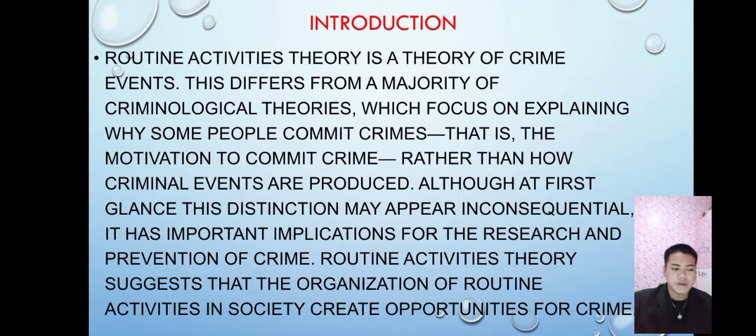Routine activities theory suggests that the organization of routine activities in society creates opportunities for crime. On the other hand, routine activity theory focuses on broad and situational factors, micro and macro level theories. Opportunity theory, environmental criminology.